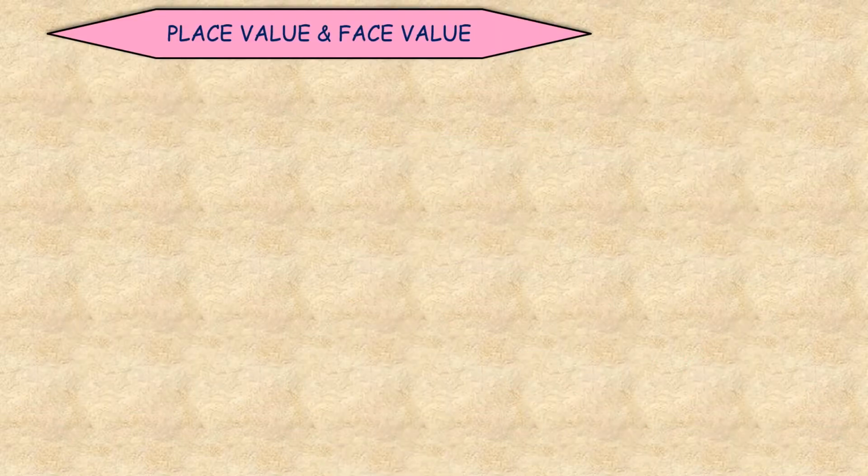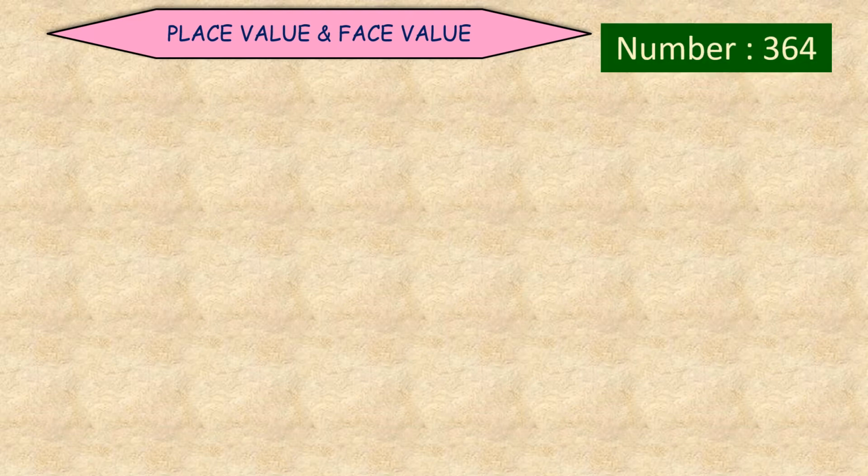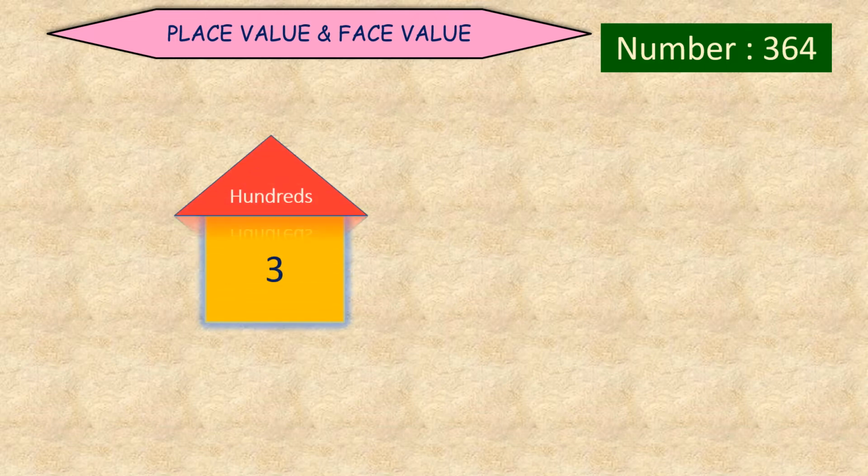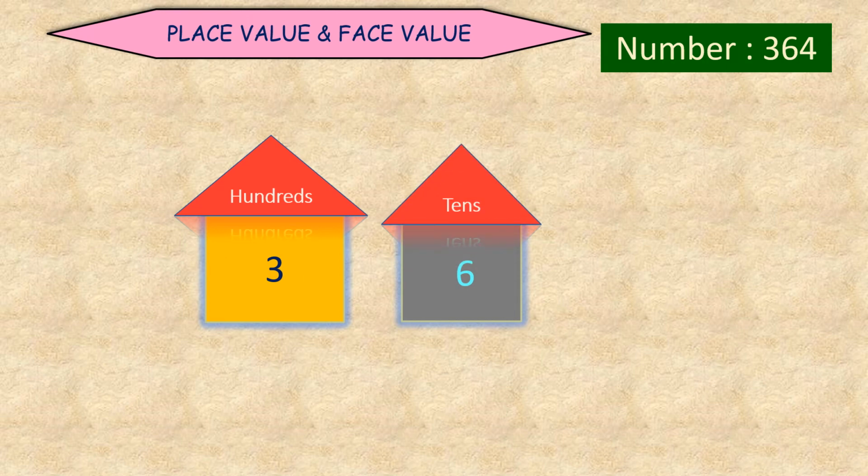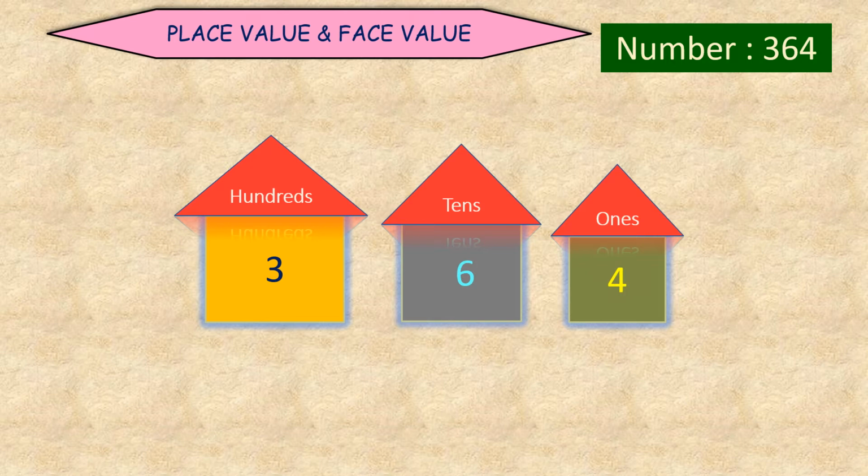Children, let's have a number here, 364. I'm going to show you how to find out the place value and face value of each digit in this number. Before moving to place values, let's write the digits in their particular places. So I brought here houses of hundreds, tens and ones, in which I have put 3, 6 and 4 according to their places. 3 is in hundreds, 6 is in tens, 4 is in ones.